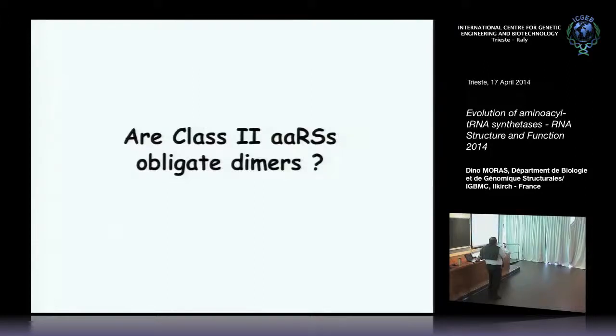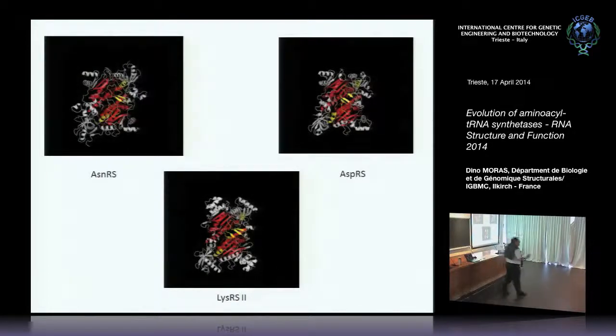One question I will address: are class 2 aminoacyl-tRNA synthetases obligate dimers? This is something I told you. They are dimers, we don't know why. So one thing, first, we have now more than 400 structures.